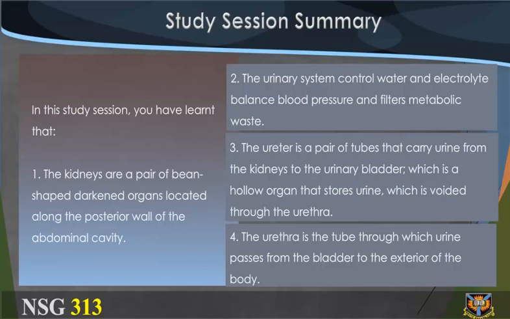3. The ureters are a pair of tubes that carry urine from the kidneys to the urinary bladder, which is a hollow organ that stores urine, which is voided through the urethra. 4. The urethra is a tube through which urine passes from the bladder to the exterior of the body.